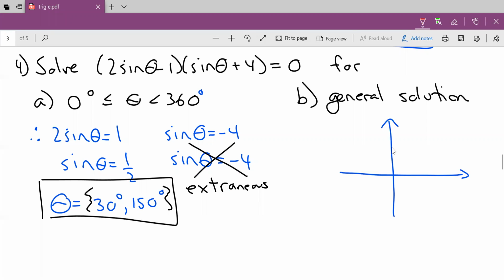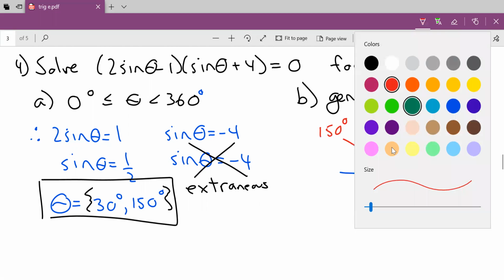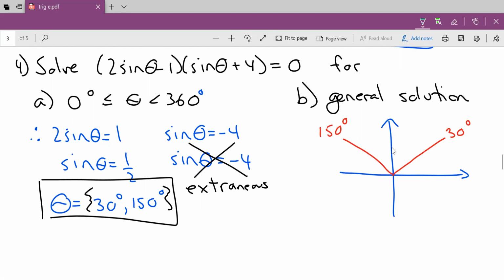Here's my pretty picture. It's a Cartesian plane. And I'm going to draw my solutions. There's one at 30 degrees. There's one at 150 degrees. So when I'm asked to find a general solution, what I'm going to see is, can I find a pattern to get to each of my solutions? So I'm going to do this. I'm going to say, okay, I'm starting here at 30.